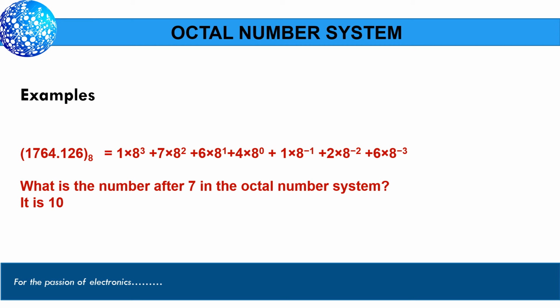Now see this example and understand it for yourself. It is very simple. Now the question comes, what is the number after 7 in the octal number system? Because 7 is the largest digit in the octal number system, it is 10. After 7 we write 10.